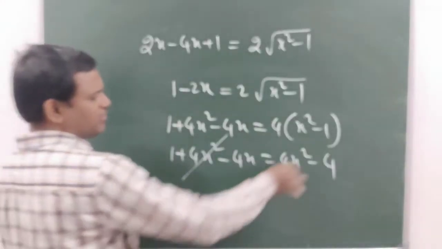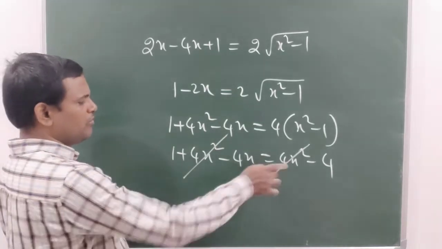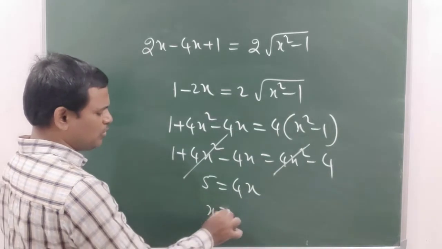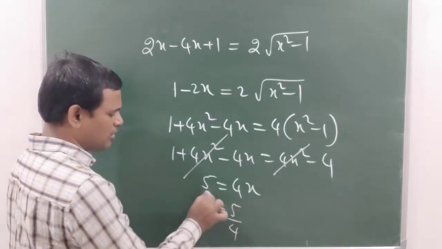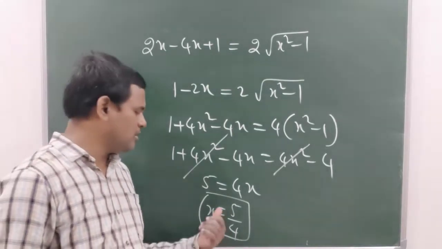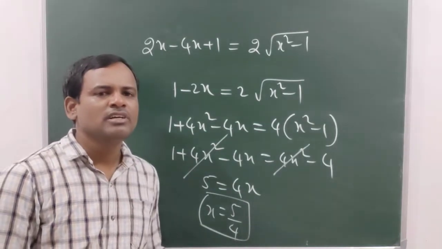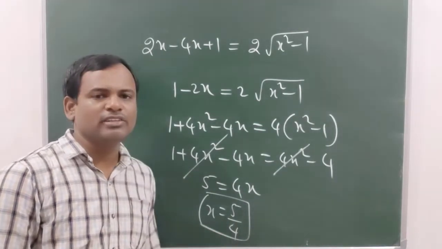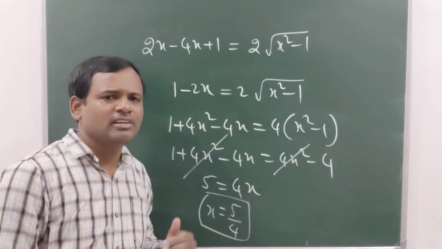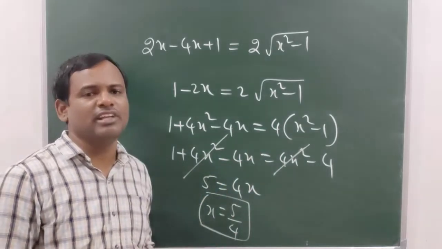Now 1 plus 4x square minus 4x equals 4x square minus 4. So this 4x square gets cancelled. What do we get here? 5 is equal to 4x. Now x equal to 5 by 4 we have got. Then what can you comment on the number of solutions of this given equation? We have got one solution for x, so we comment the number of solutions of the given equation is 1. But this is not a solution of the given equation.